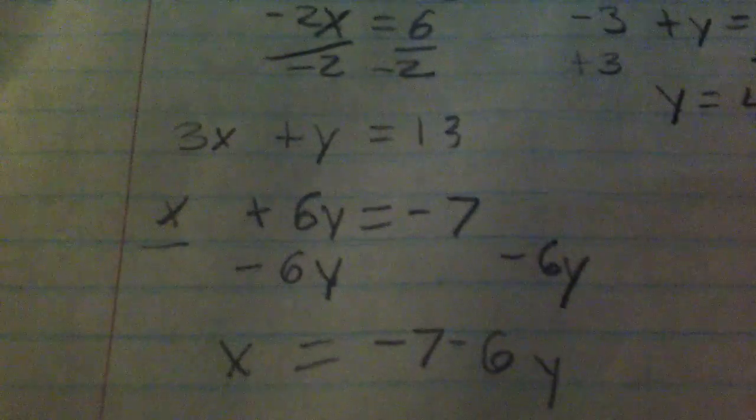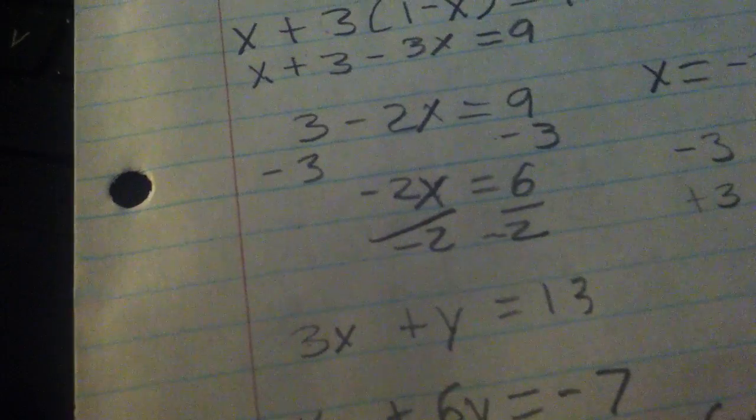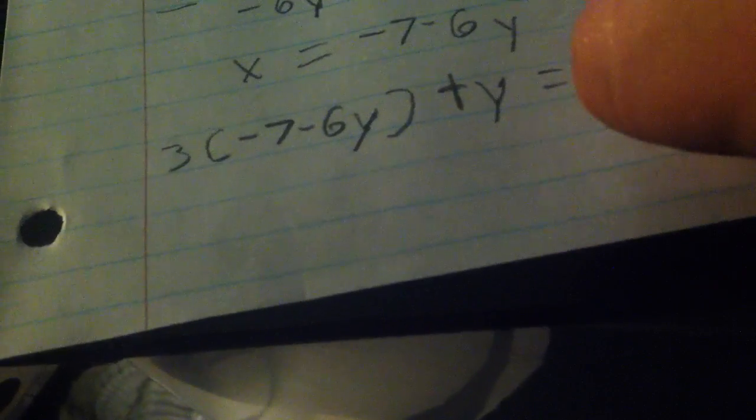You're then, of course, going to resubstitute it into the equation. Since you know that x is equal to that, you can substitute it into the other equation. So it looks like 3 times negative 7 minus 6y, plus y is equal to 13.